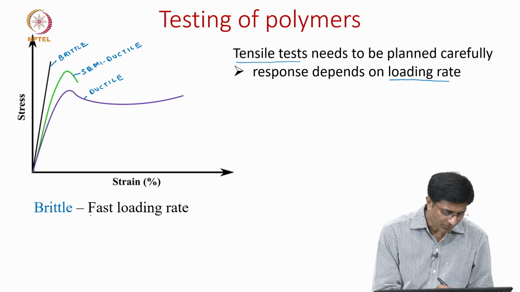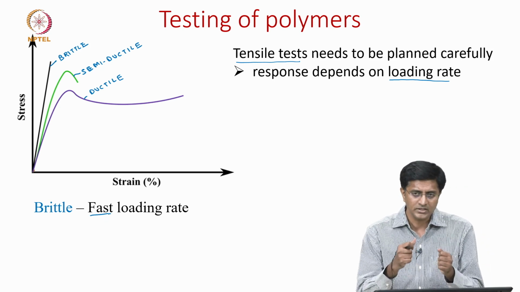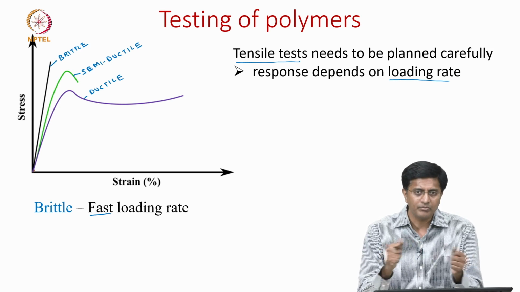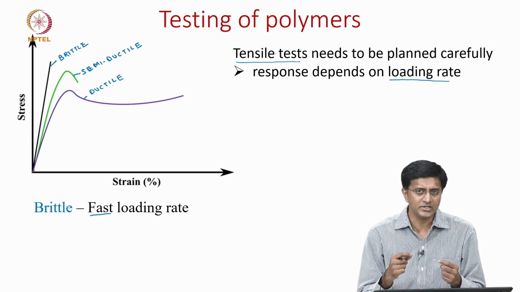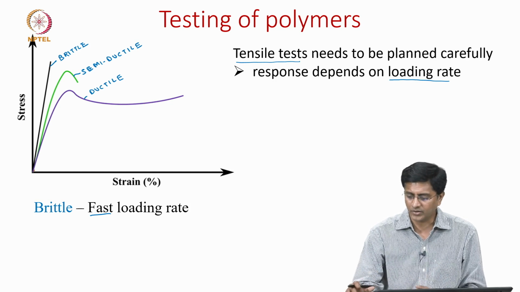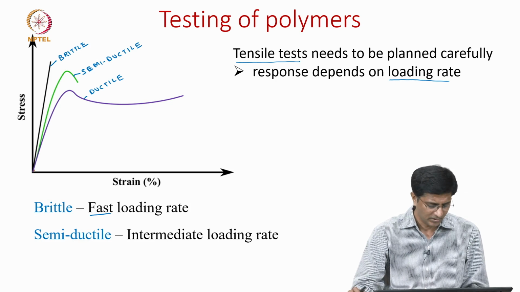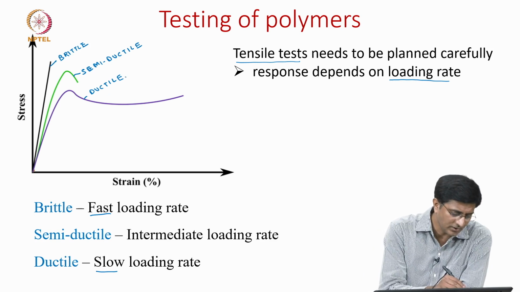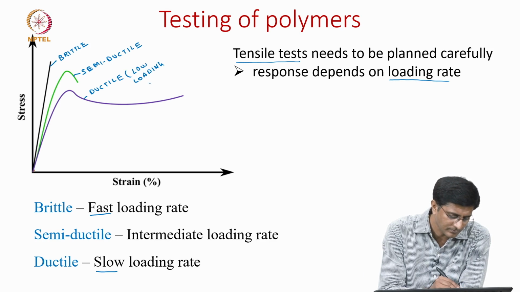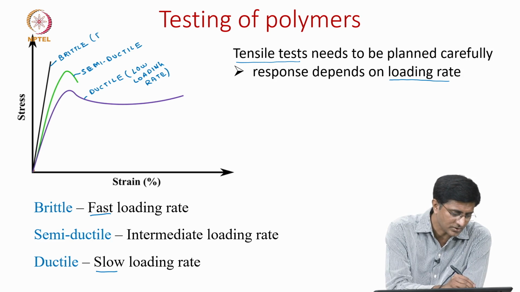When we are testing at fast loading rates, the material fails or responds more like a brittle material. The same PVC, when tested at moderate loading conditions or small loading rates, gives us this semi-ductile behavior, and if it is even slower, we actually get this ductile behavior. So, this happens when the loading rates are low, and we see brittle behavior when it is a fast loading rate.